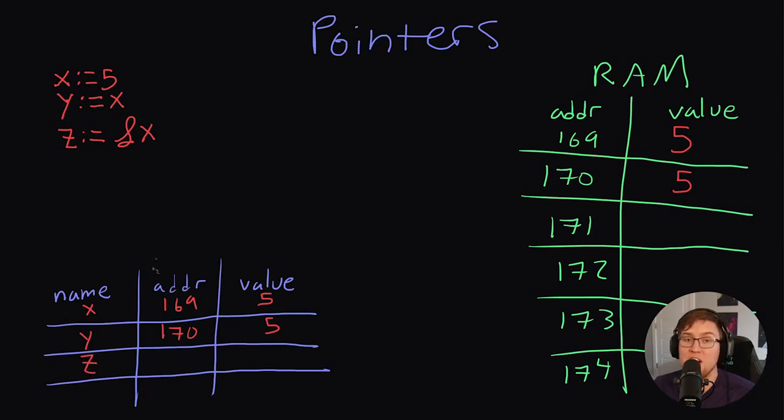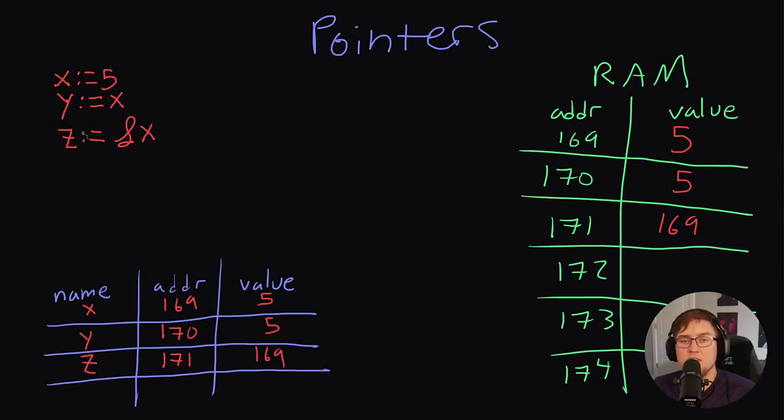It's going to get a new address. Anytime we create a new variable, it's going to live in a new address in memory. Let's say it lives at address 171. But its value, instead of being 5, instead of being a copy of x, because we used the pointer syntax or the reference syntax, the value is going to be the address of x. So we're going to store 169, which is the address of x, as the value.